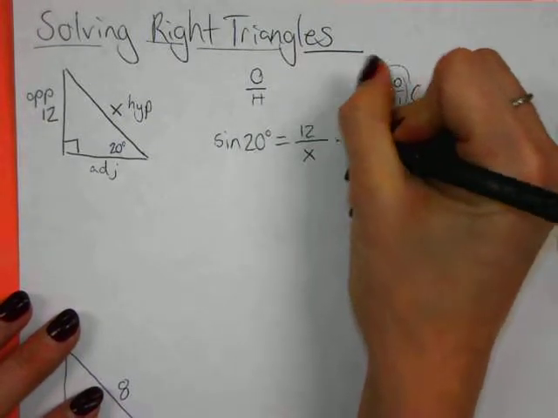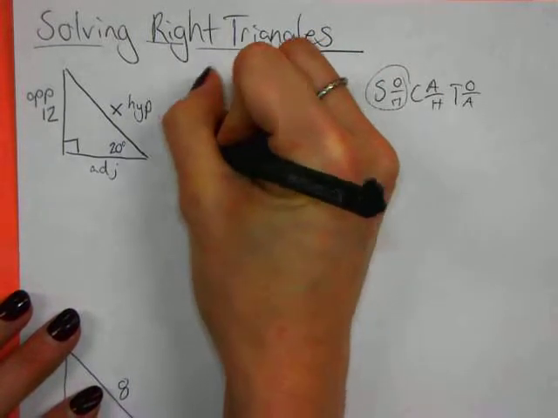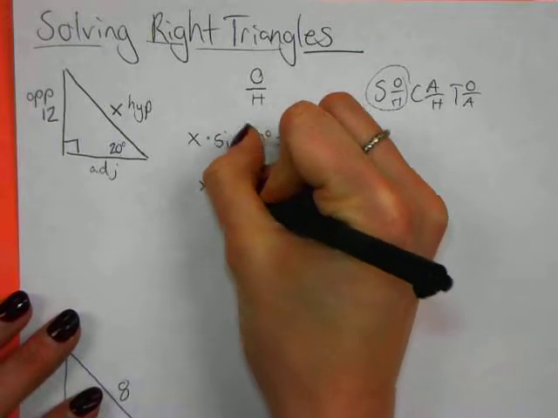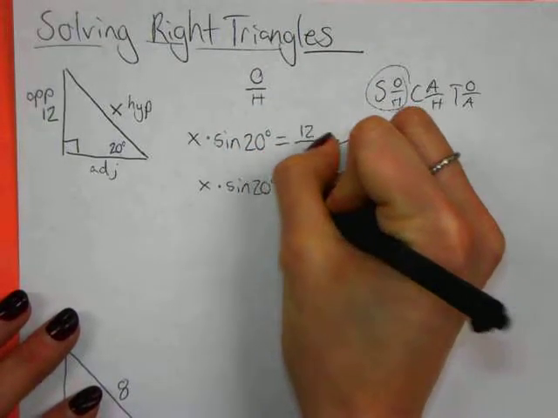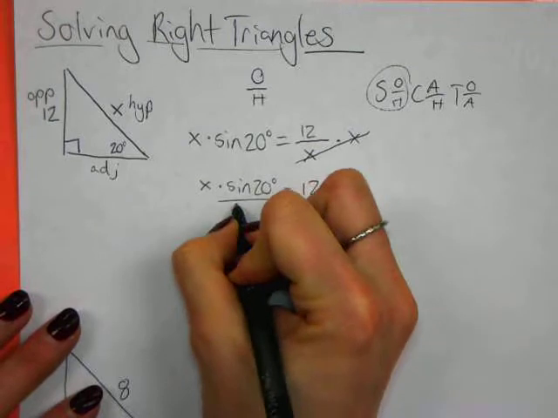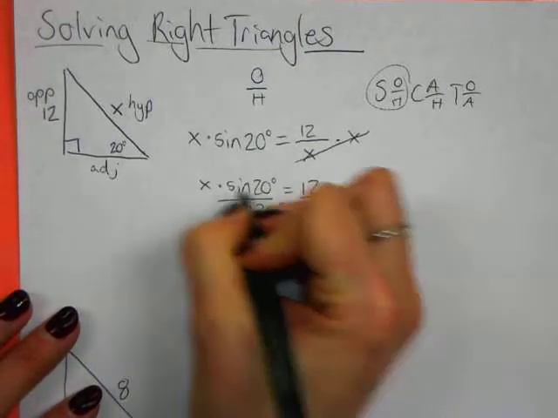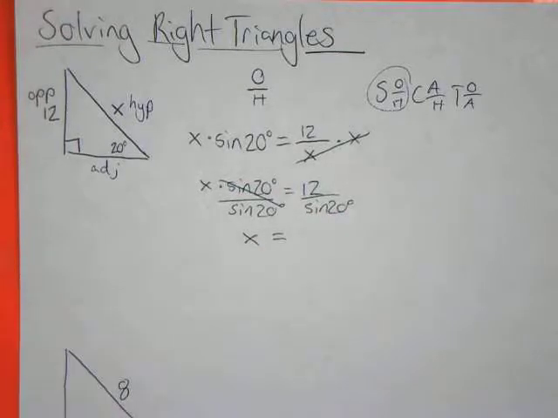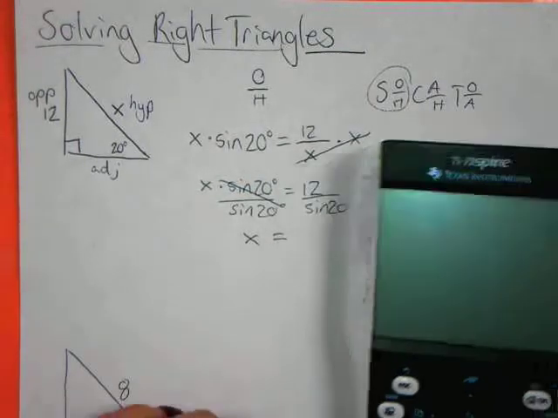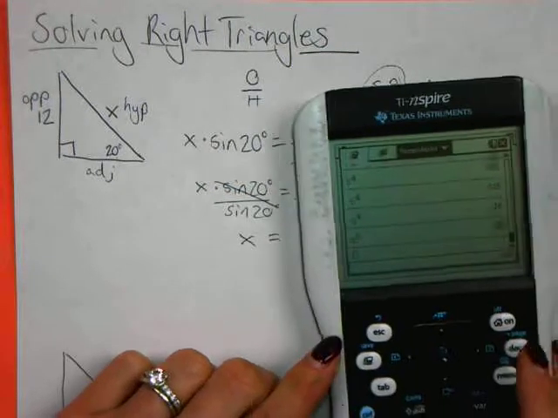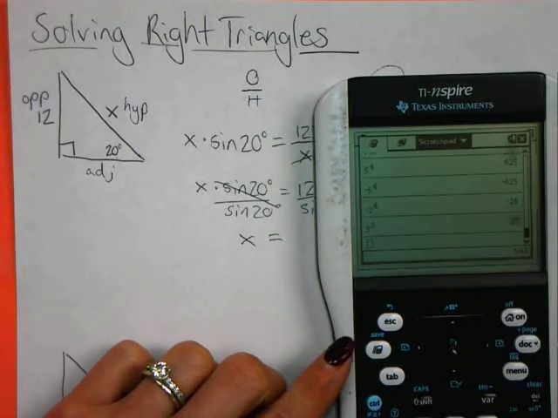So I can multiply both sides times x, move the x over to the other side, and then I can divide by the sine of 20 degrees. And x will equal 12 divided by sine of 20 degrees. So as long as my calculator is in degree mode, let's go ahead and do that.